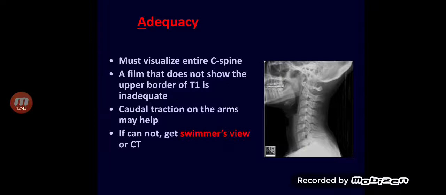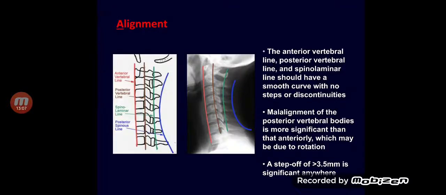Adequacy means that you have to visualize the entire spine being viewed, whether cervical, thoracic, lumbar, lumbosacral, or sacrococcygeal. In the cervical spine, for example, in order to get an adequate view, caudal traction on the arms may help. If you cannot, you have to get a swimmer's view, for example.